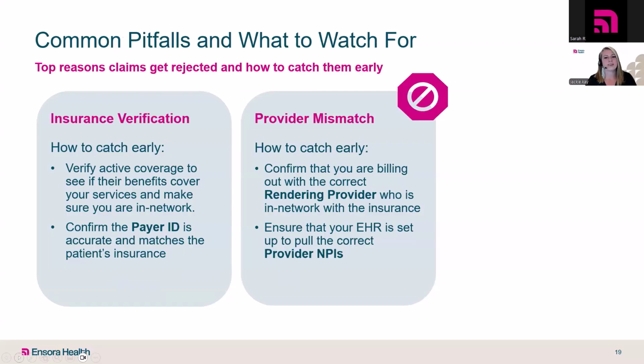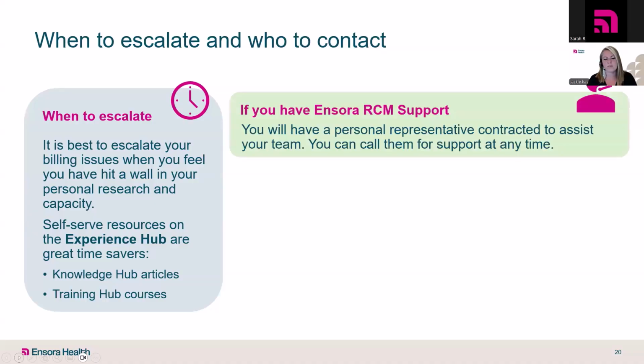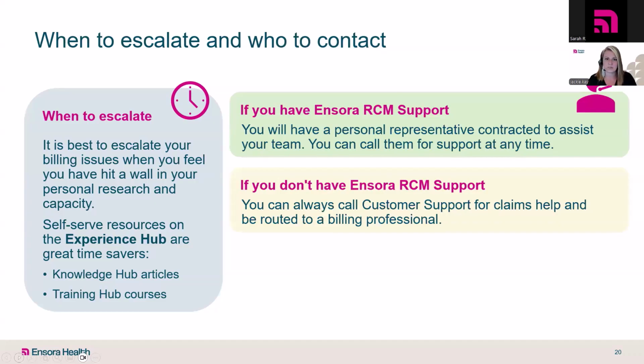When you've done all you can, you've sent your claim, you've checked it all, but you're still having issues getting the insurance to pay, here are some resources to help you. First off, we have excellent self-service educational materials on our Experience Hub. These are your Knowledge Hub articles, some courses to walk you through your billing scenarios. They can be really helpful for quick troubleshooting, but we are also a call or email away. Now, who you will reach out to will depend on whether you are contracted with the RCM team or not. If you have the RCM team, you have a personal representative assigned to your practice. If not, you can always contact the customer support for claims help.